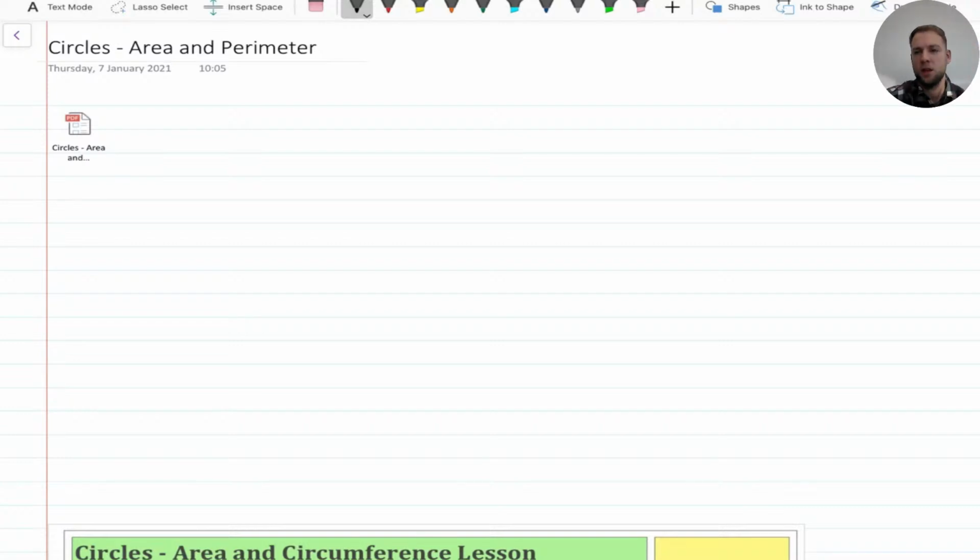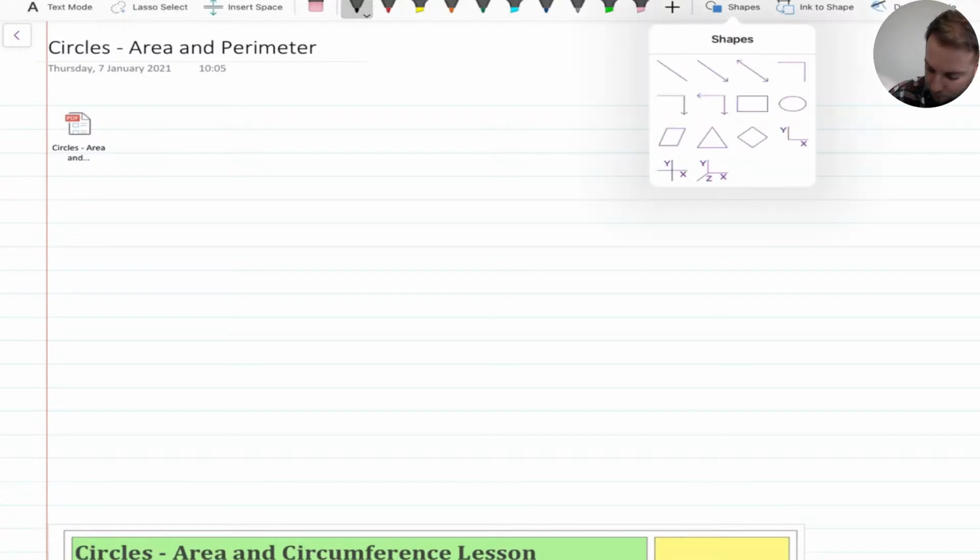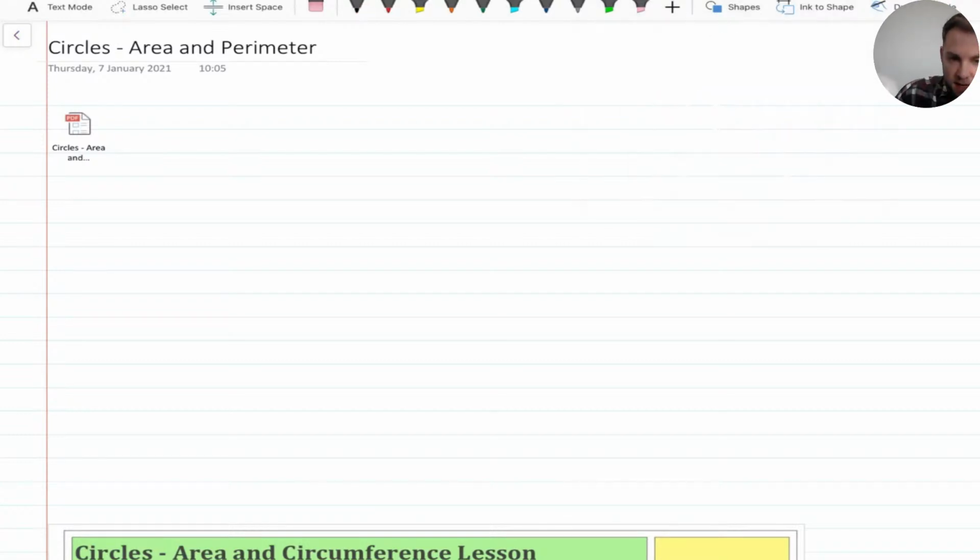So, you might already know this. I think we have done this before, but the first thing we're going to deal with is a circle, and we're going to talk about some things and some parts of a circle that we need to know.